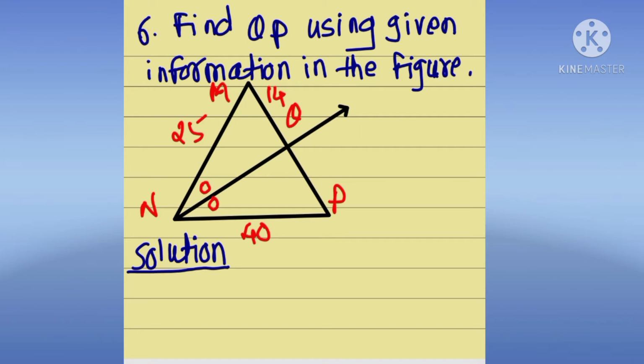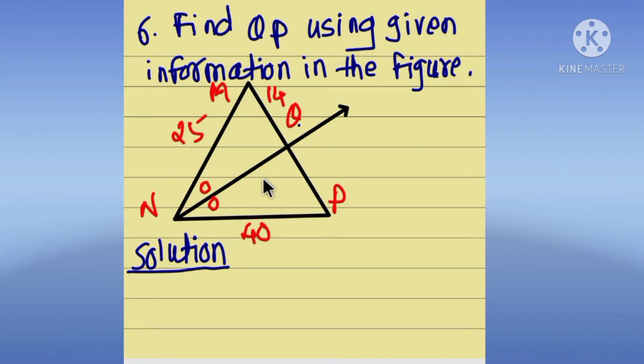Question number 6. Find QP using given information in the figure. Students, so we will first go through the figure. If you observe the figure, here and here, these two signs indicate that ray NQ is a bisector of angle MNP. So we can apply the property of angle bisector of a triangle.